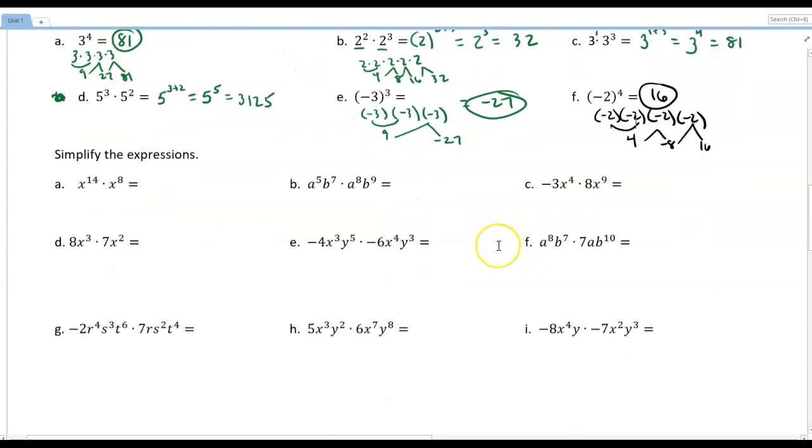Okay, so when we evaluate, you have to know how to break those down. So right away, we have some expressions to simplify here. I would encourage you to try each problem on your own and then come back and check your answer.